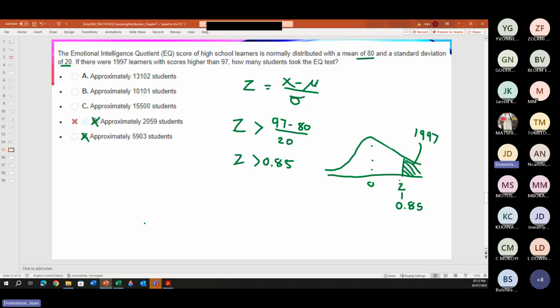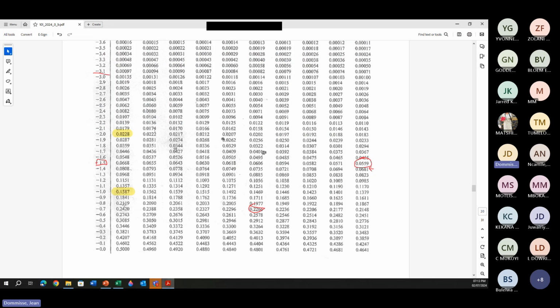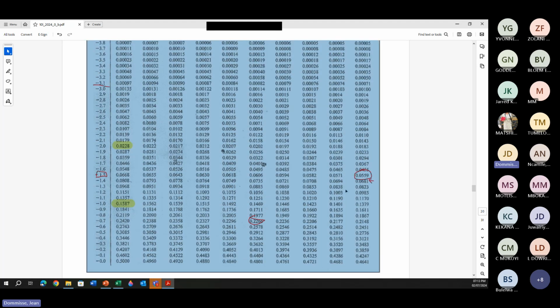Now again, we can rather look at the negative Z, that is minus 0.85, to get to this area, because it must also be 1997 students in there as well. So let's go minus 0.85, minus 0.85.